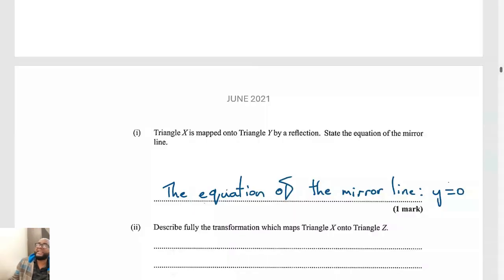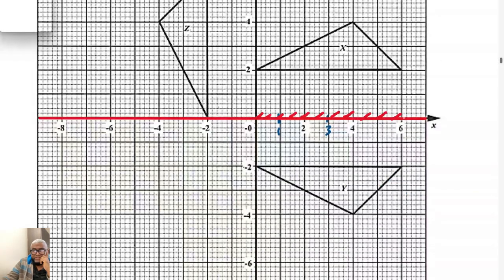It simply means it's a line that goes through where y is 0. Right here is where y is 0. So that's why we call the x-axis the y is equal to 0 line. How do we know that's the reflection line? Look at the distance from the triangle to the line and then from the line to the other triangle underneath, and you'll realize the triangle underneath is flipped. It's a flip, aka a reflection.